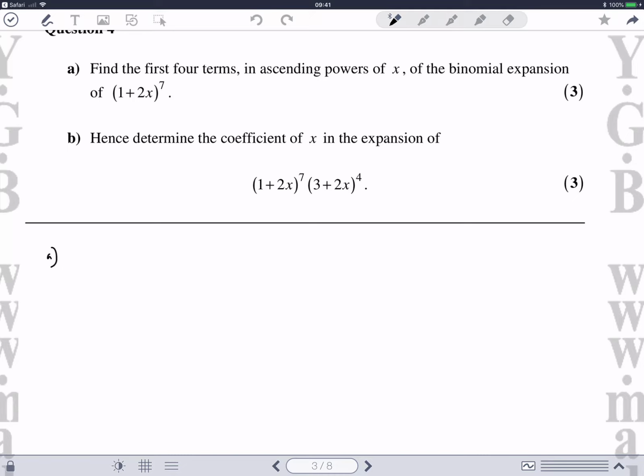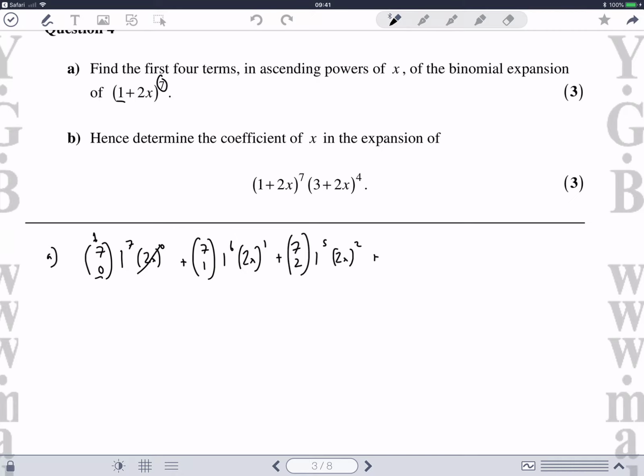this is going to be 7 choose 0. We're getting this 7 from the power up here, and the first term's always a 0 down there. And then it will be this term, 1 to the power 7. And then technically we have a (2x)^0 going on here, but that's just going to be 1, so we can get rid of that. Plus 7 choose 1 of 1 to the 6 times (2x)^1, plus 7 choose 2 of 1 to the 5 times (2x) all squared, plus 7 choose 3 of 1 to the 4 times (2x) cubed.